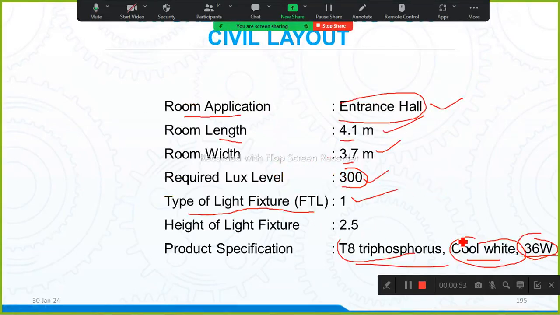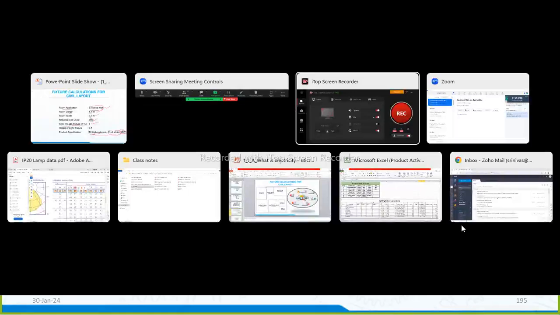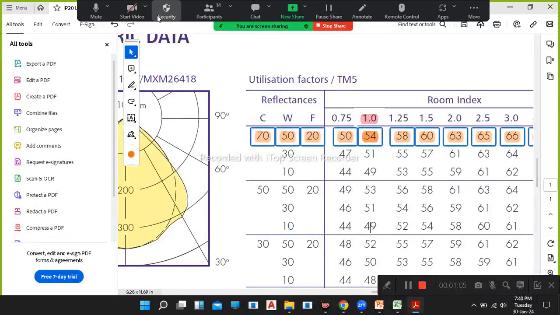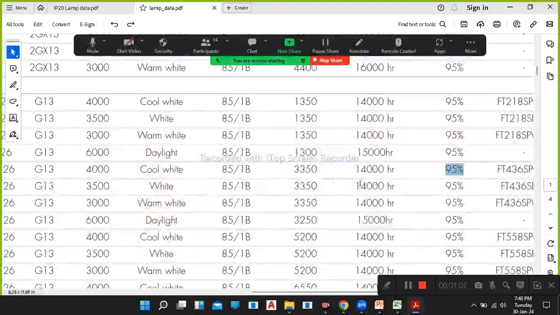The lumen output of that light is how much from the catalog? From the catalog we had seen, when we had taken this light, the lumen output is 3350, and the maintenance factor was 95% for the light which we had taken.